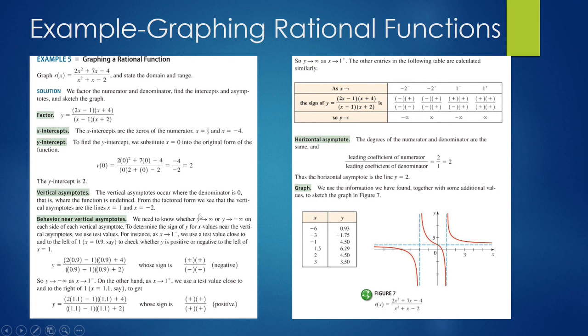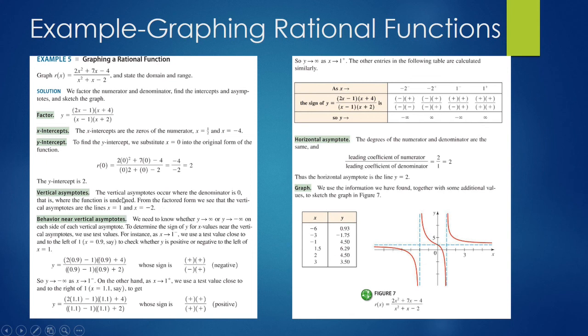And then we want to do our behavior near the vertical asymptote. So that means you need to approach x equals 1 from the left and from the right. So we're going to pick values that are close to 1 and then get closer. And then do the same thing with -2. So make a table of values to determine what your end behavior is.